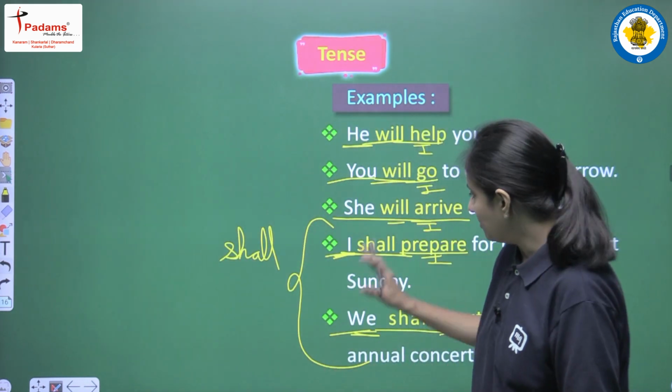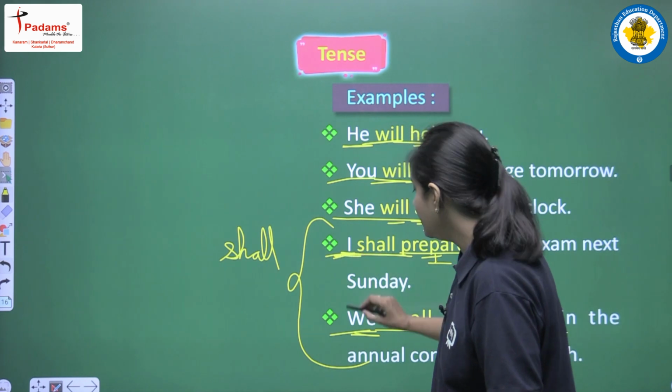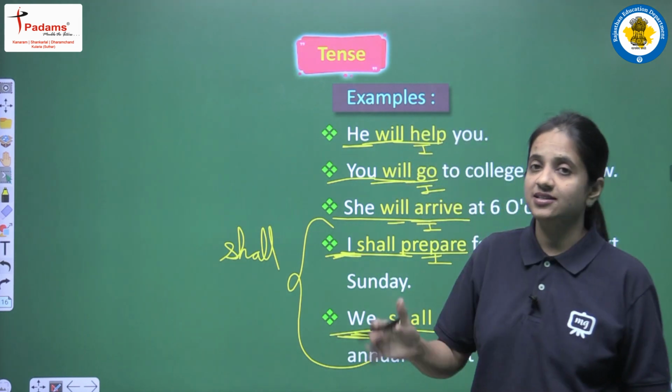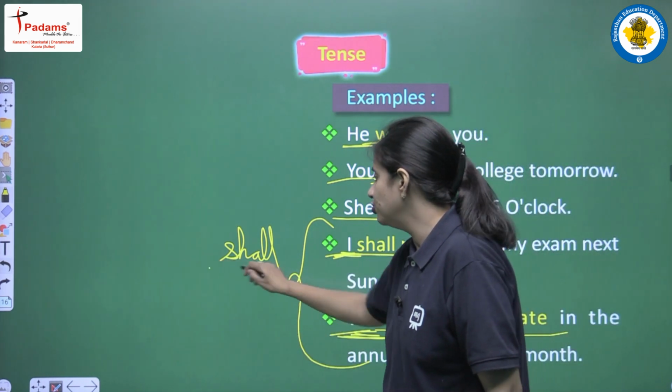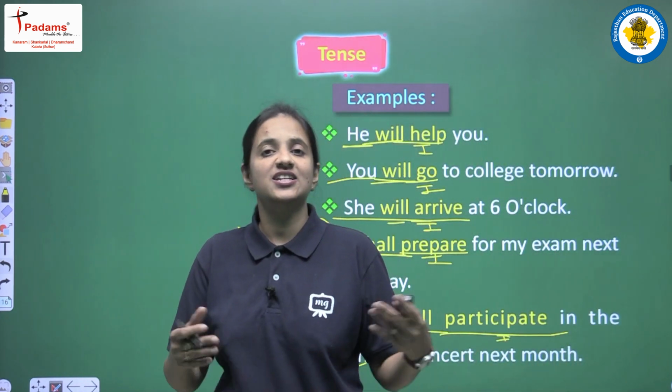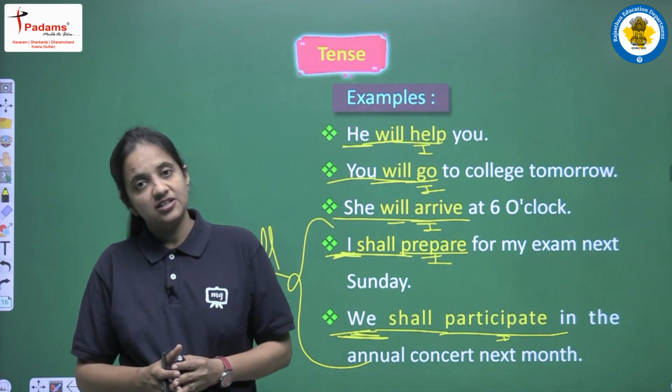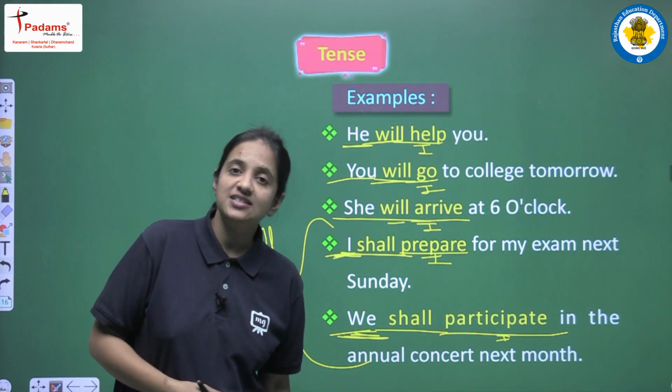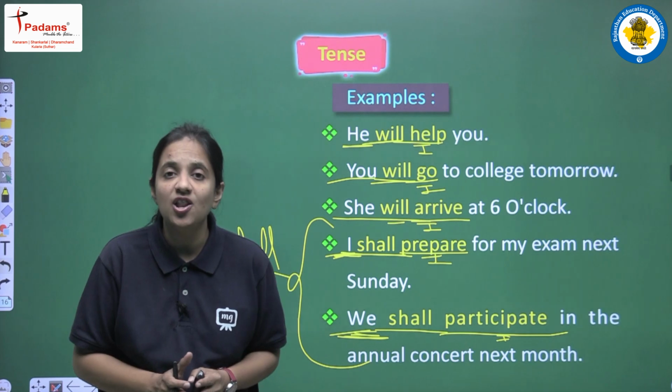Okay, so just remember this thing. If we have I or we as a subject, then only we have to use shall, and in all the other conditions we just use will. For all the other subjects we have to use will only.